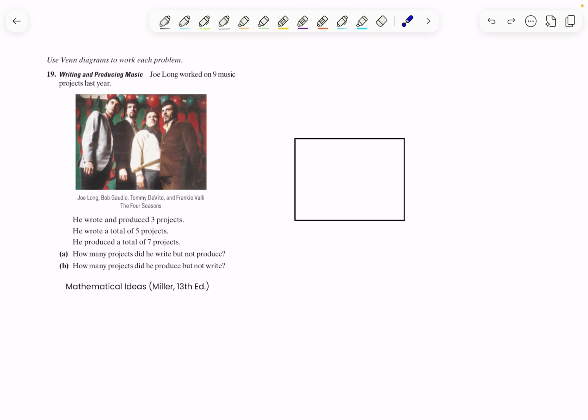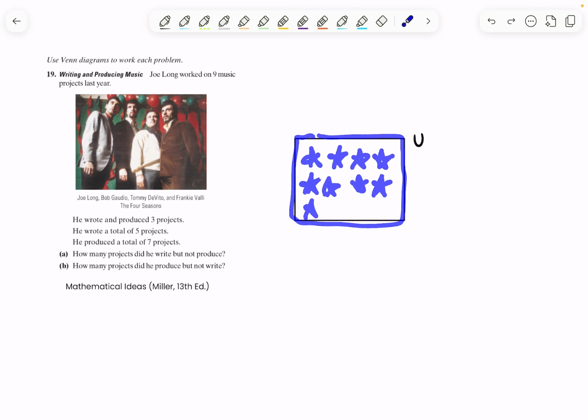So as soon as you hear the word Venn diagram, the first thing you need to do is draw the universal set U that contains all of the elements of consideration. And what are the elements we're considering? Well, we're considering Joe's 9 music projects. So imagine that in this box, in this set, we have 1, 2, 3, 4, 5, 6, 7, 8, and 9 projects under consideration.